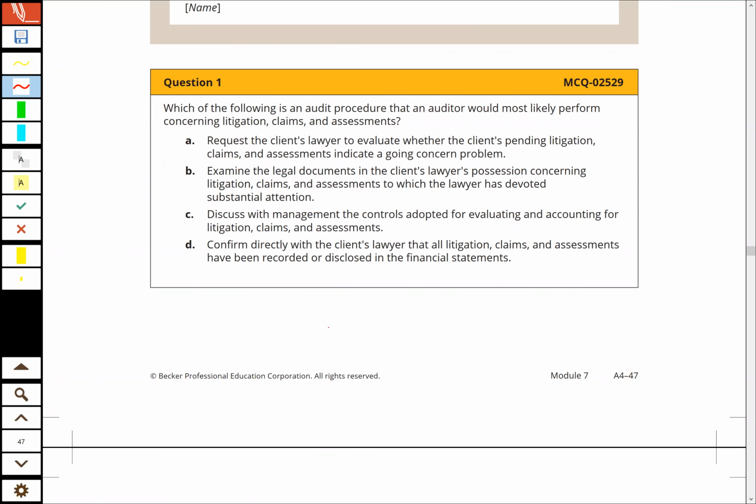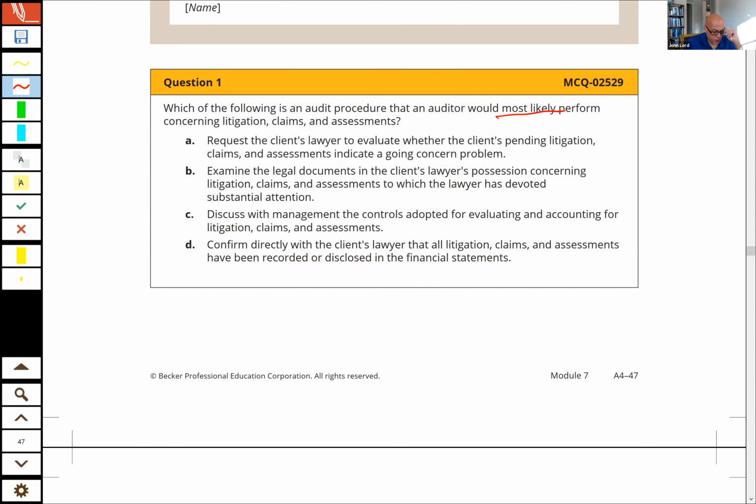Okay, good. Let's end this poll. Okay. So 40% of us got this right. That's not good. We want to be more towards 75. So let's take a look at this one now. Let's look at this one from the bottom up, okay? And sometimes I look at this and I think these were put together by comedy writers, okay? So which of the following is an audit procedure that an auditor would most likely perform concerning litigation, claims, and assessments?